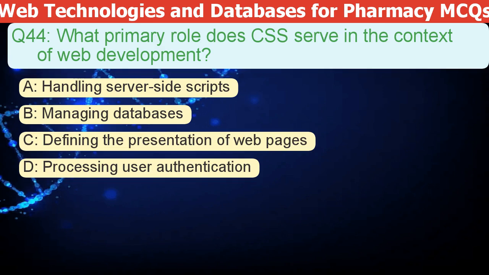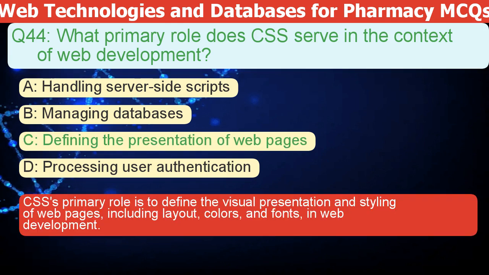What primary role does CSS serve in web development? A. Handling server-side scripts. B. Managing databases. C. Defining the presentation of web pages. D. Processing user authentication. The correct answer is C.